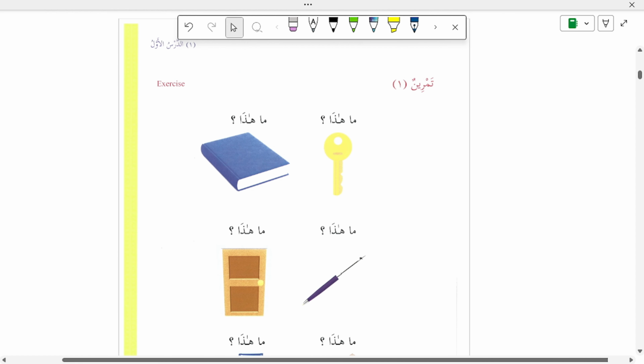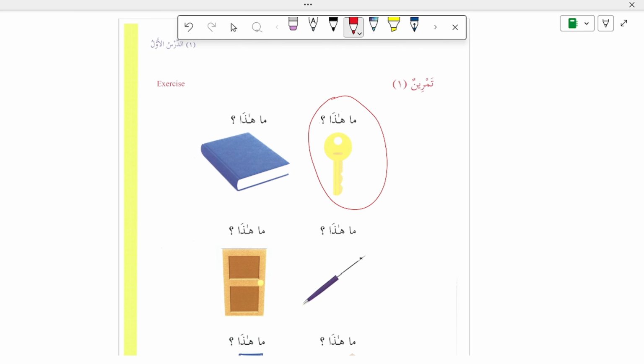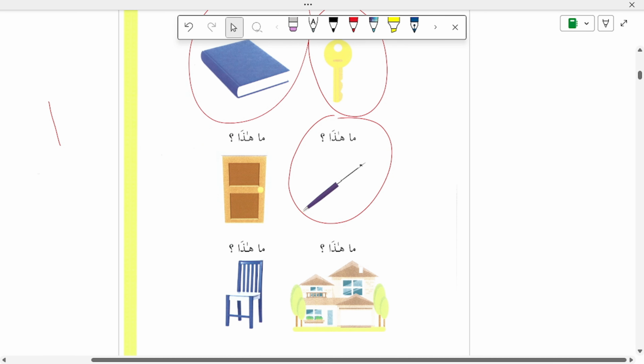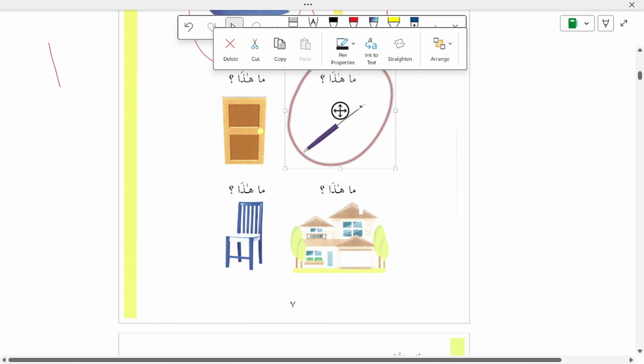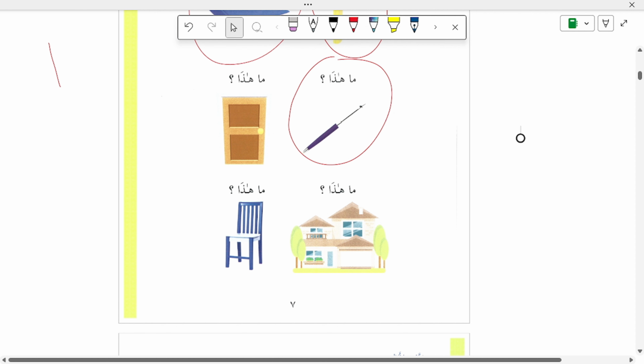Okay, tamreen. One by one you can answer me about this exercise. Ma haza. What is this? Miftahun. Excellent. When anyone has answered, please give the opportunity to the other person. One person, kindly give one answer, please. Ma haza. Haza miftahun. Excellent. Ma haza? Haza kitabun. Excellent. Perfect. Mashallah. Next, ma haza. Haza qalamun. Excellent. Perfect.